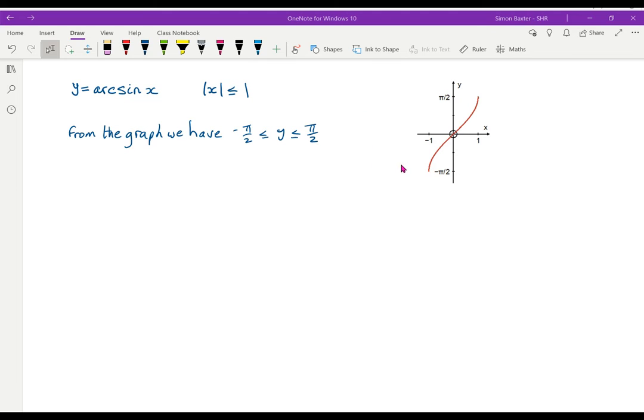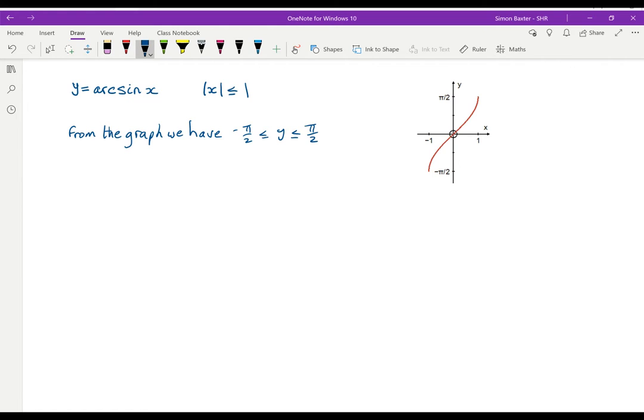Remember, to make it a function, we have to restrict the range. y has to lie between minus pi by 2 and plus pi by 2, inclusive. If we carried on, we would no longer have a function. Okay, having said that, let's differentiate y equals arc sin x.